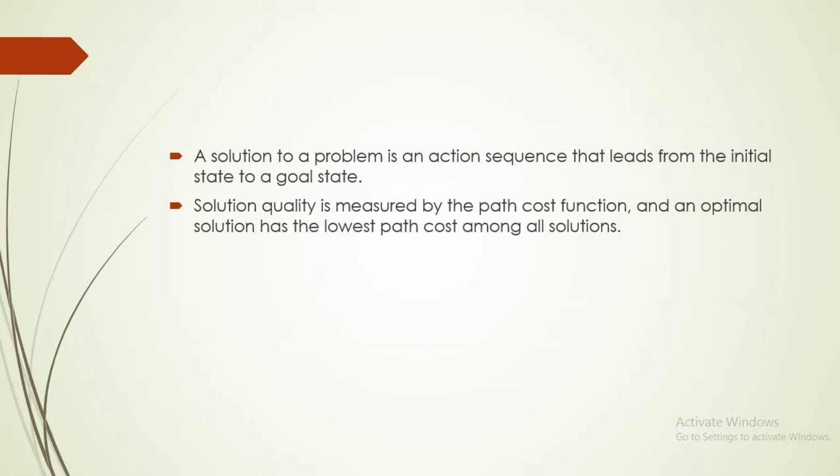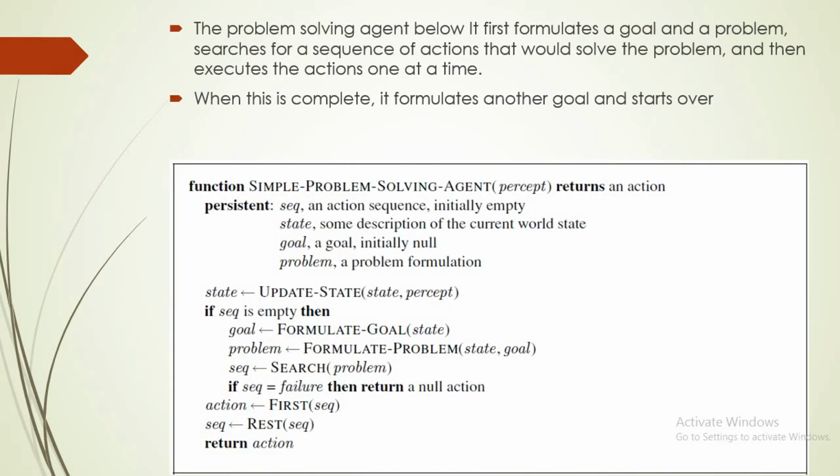To define a problem. So a solution to a problem is an action sequence that leads from the initial state to the goal state. Solution quality is measured by the path cost function, as we said, the last component. So an optimal solution has the lowest path cost among all solutions. It depends on what we are going to use to quantify the costs. If it's distance, it is the lowest distance. If it's time, it is the lowest time of all. So the problem solving agent below formulates a goal.